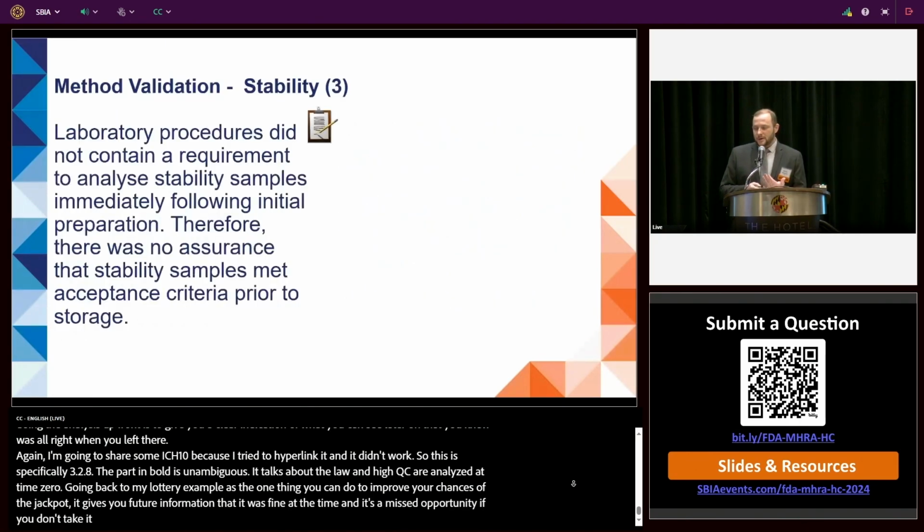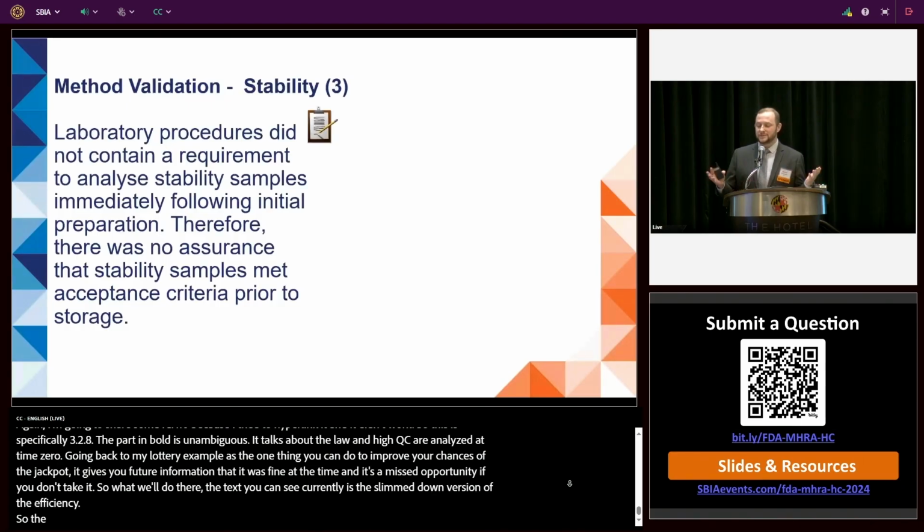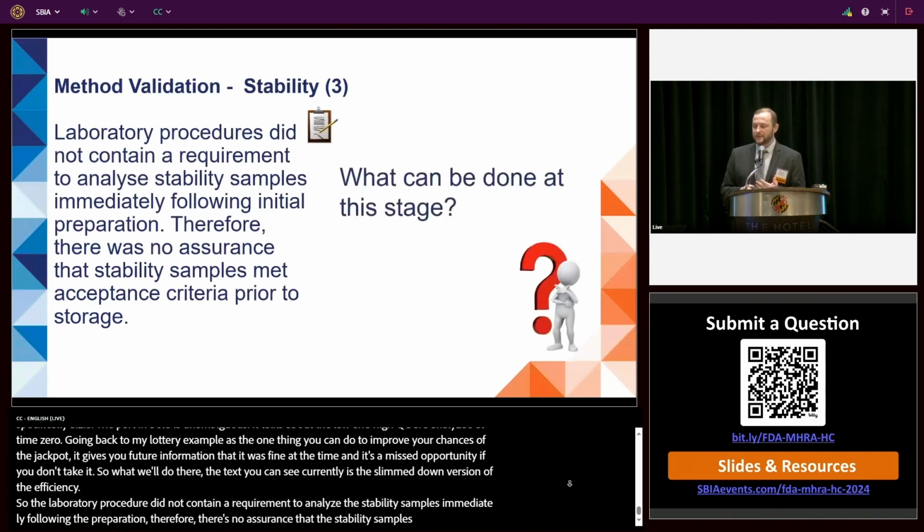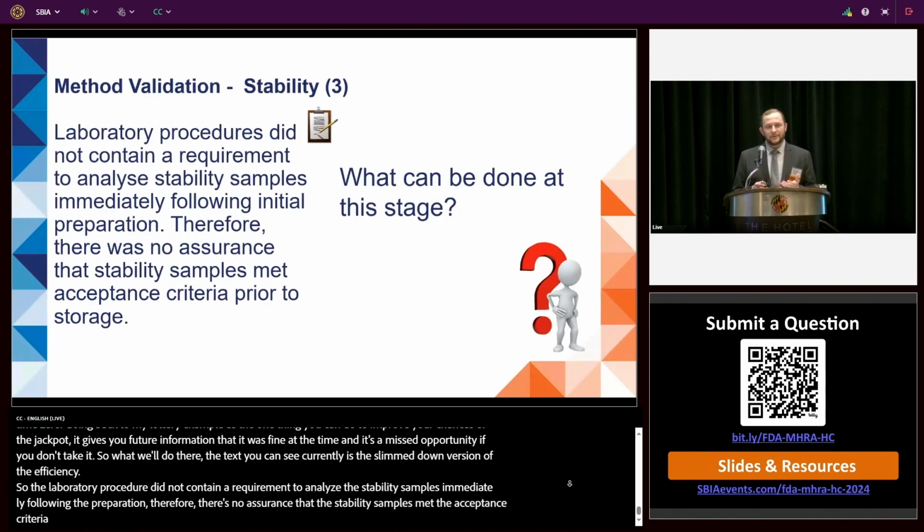So, the text you can see currently is a slimmed down version of the deficiency. Laboratory procedures did not contain a requirement to analyse stability samples immediately following preparation. Therefore, there is no assurance that stability samples met acceptance criteria prior to storage. Now, this has a number of outcomes as we work through it. But at this stage, long-term stability is something that you do right at the start.